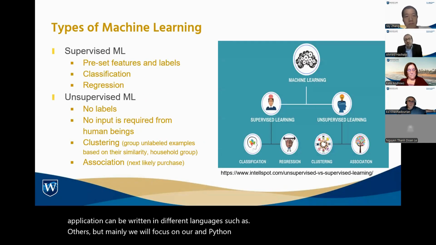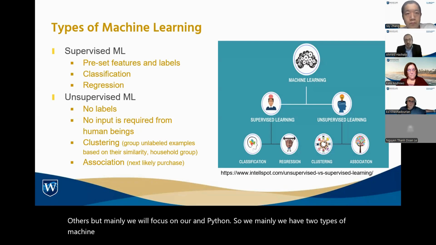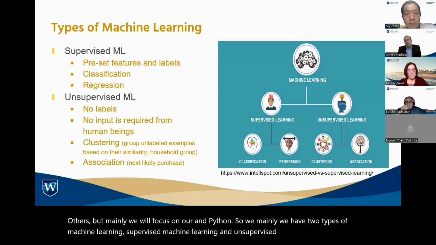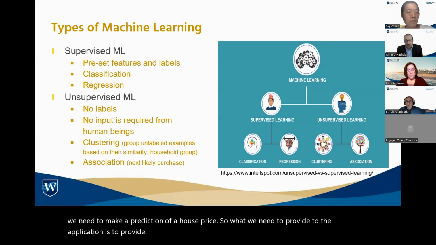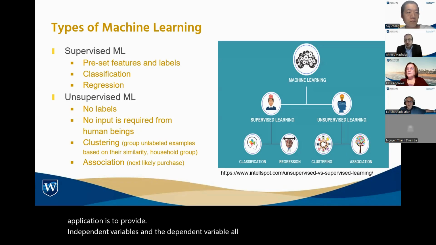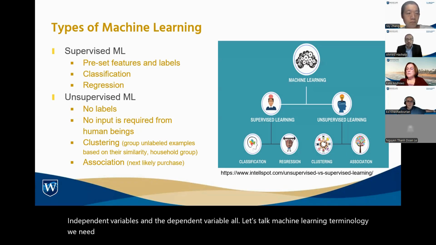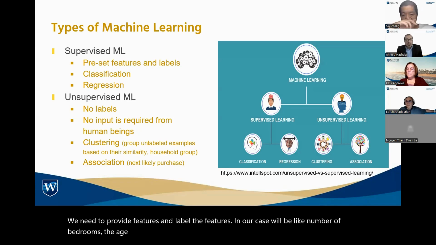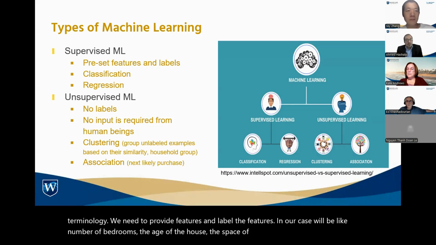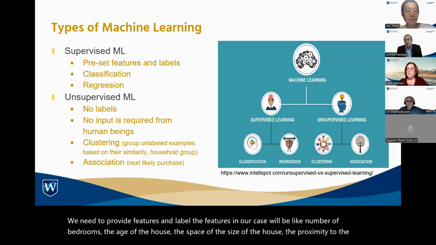So we have two types of machine learning: supervised machine learning and unsupervised machine learning. Suppose we need to predict a house price. What we need to provide to the application is independent variables and a dependent variable. Or let's use machine learning terminology: we need to provide features and a label. The features in our case will be the number of bedrooms, the age of the house, the size of the house, the proximity to the ocean, and the label, of course, will be the price of the house.